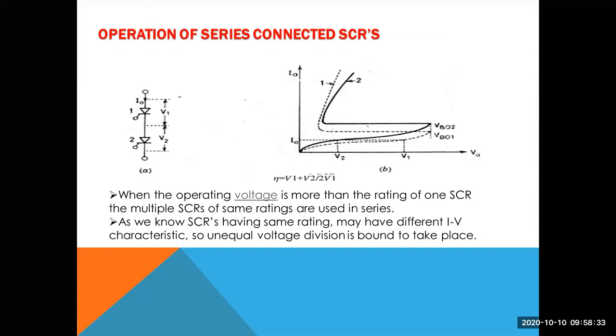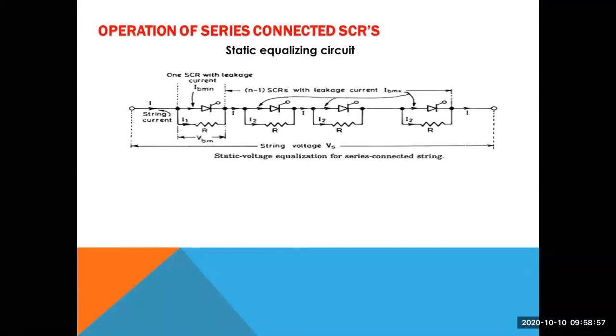So how do we overcome this unequal voltage distribution? We need an equal voltage distribution, that is our requirement, but practically we are not getting it. To get an equal voltage distribution, we use a static equalization circuit. See the circuit here; we can clearly understand what a static equalizing circuit is.